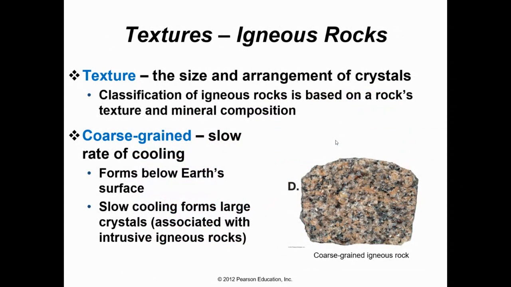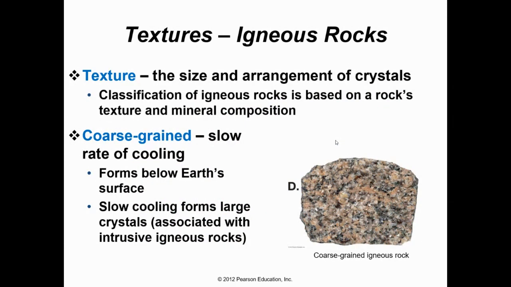That's called texture. And texture is simply the size and arrangement of crystals. And really, the term crystals can be used interchangeably with mineral. Mineral, crystal, essentially the same thing. So typical classification of igneous rock is based on the texture, but also the mineral composition. So we'll look at those two differences as well.